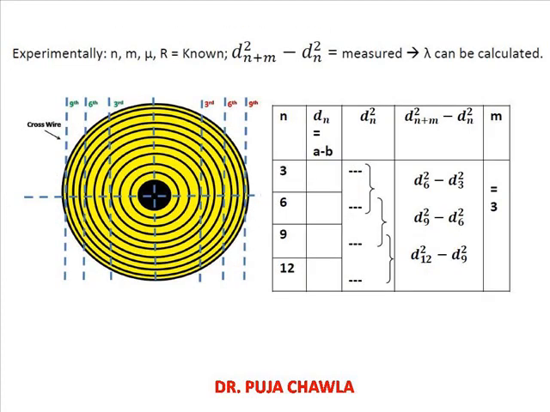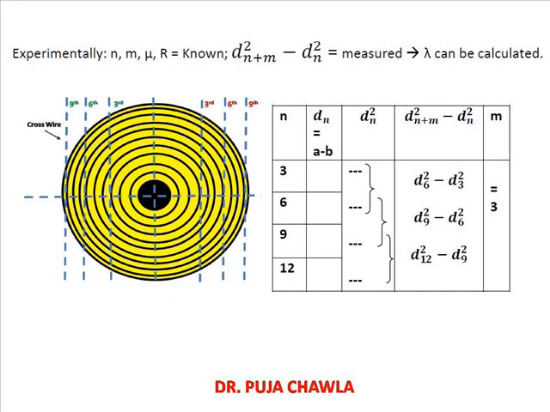Now set the experiment to find out the value of lambda using the Newton rings experiment. First we focus on the Newton rings by the reflected system of light. Here the central spot is dark. Now connect an instrument named micrometer with a viewing microscope.